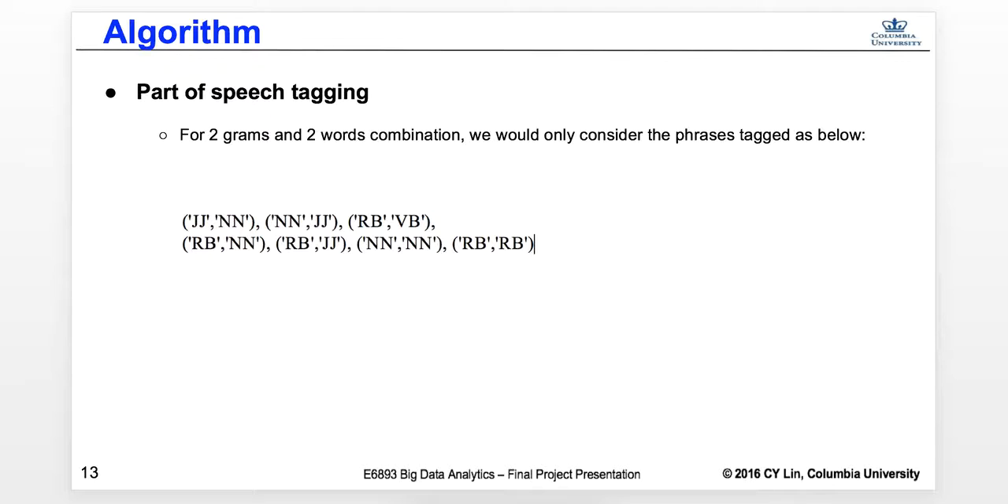For the feature selection, we also consider the part of speech tagging. For the 2 grams and 2 words combination, we would only consider those phrases tagged as below, which is usually the expression of the personal opinion.